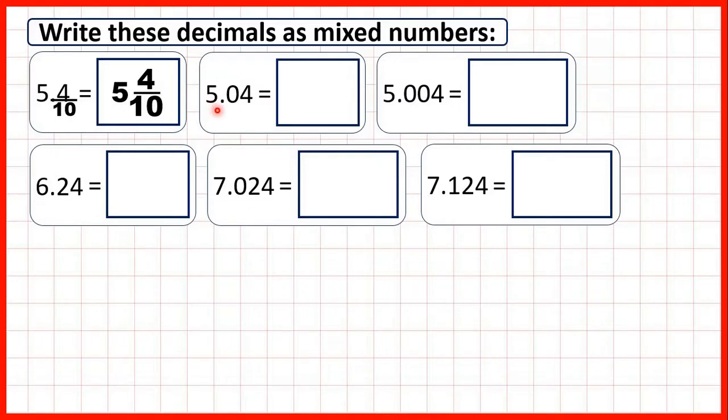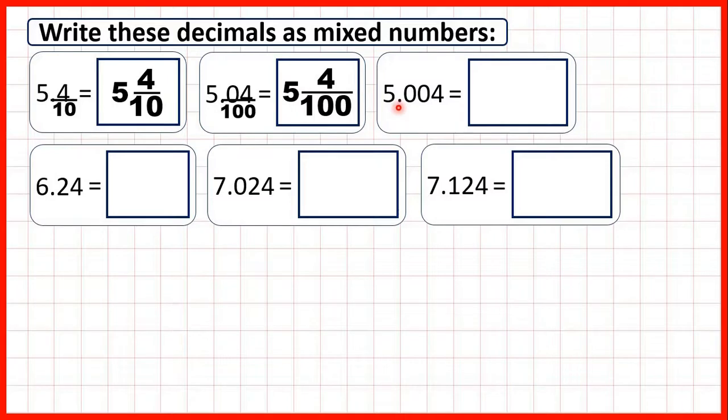Now we have 5.04. Remember, the second digit after the decimal point is the hundredths digit. So if we have two digits after a decimal point, what we can do is draw a line across from the decimal point and write a denominator of 100. So 5.04 is the same as 5 4/100ths.